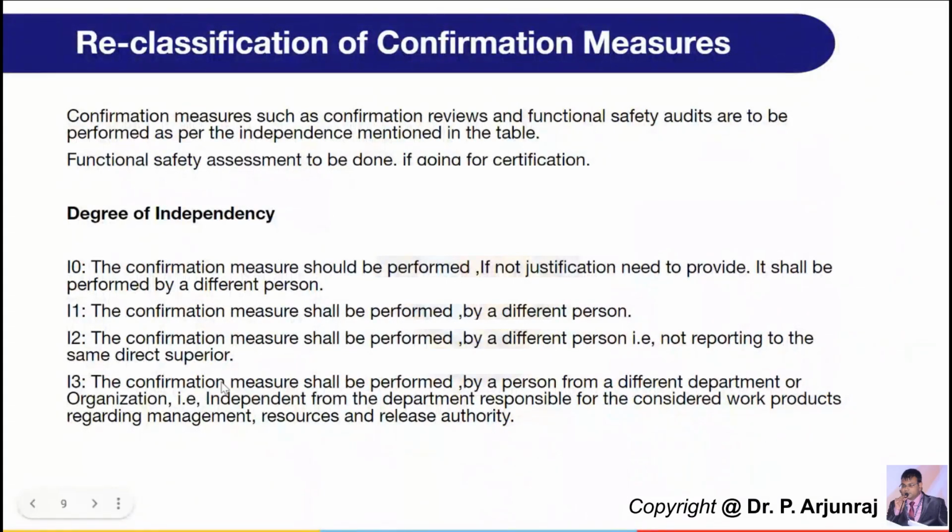And the last thing, degree of independence: it's not dependent on the individual, it's going to be independent. Here the confirmation measures will be performed by a person from a different department or organization, a completely different organization. You also have Tata Motors itself, which has a different group of companies, right? Even from there you can take. Okay, which is independent from the department responsibility, and for the considered work products, even the management may vary, the resources might vary, and the authority might vary. So the audit should be performed in such a way that it is a completely new person. It can be from the internal company or another company, or a consulting organization or consultant kind of thing.